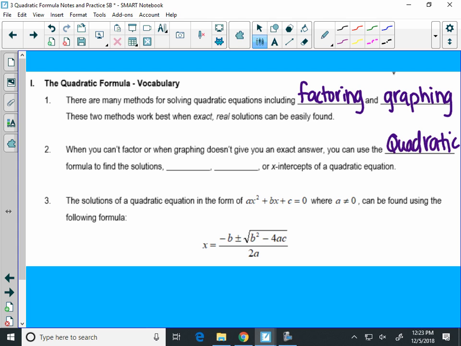Other than answer, what quadratic terms will we use? Roots. What's one that starts with a Z? Zeros. So zeros, roots, x-intercept, solutions. Those are all ways we might ask you for the same thing.